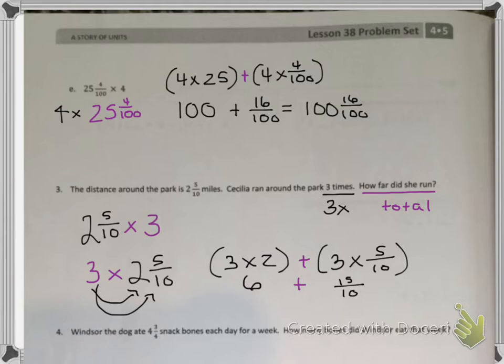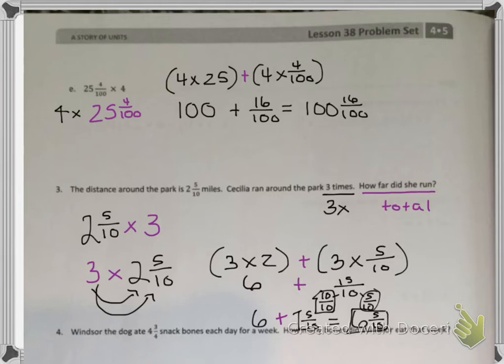I know that I can take 10/10 out. That gives me 1 whole, and I have 5/10 left over. So I am adding here 6 plus 1 whole and 5/10, which gives me, sorry, this is really tight, but it gives me 6 5/10 as my answer. Okay?